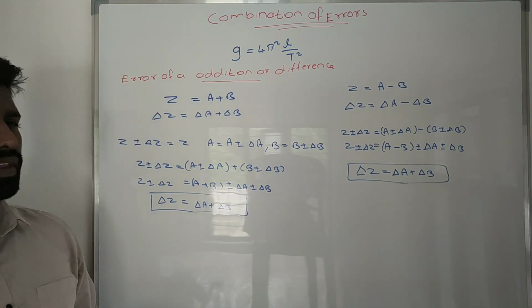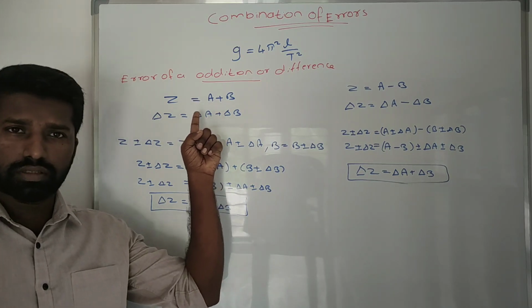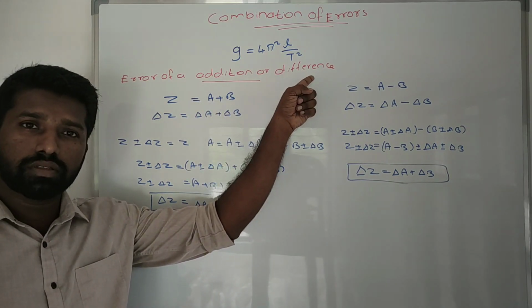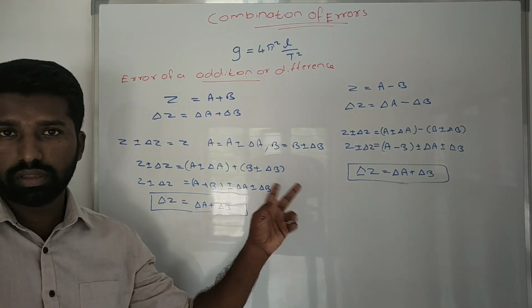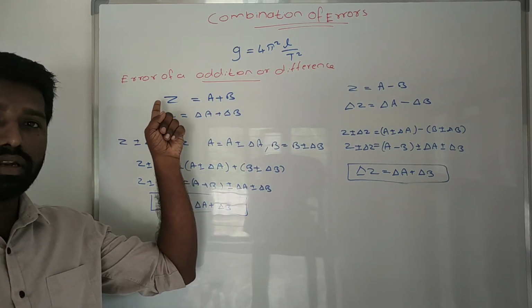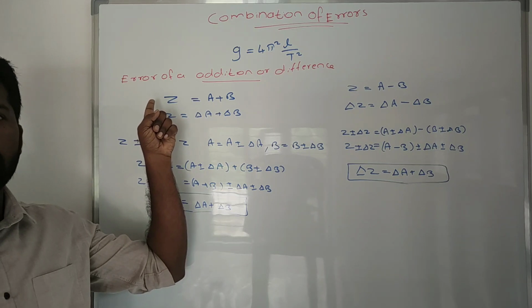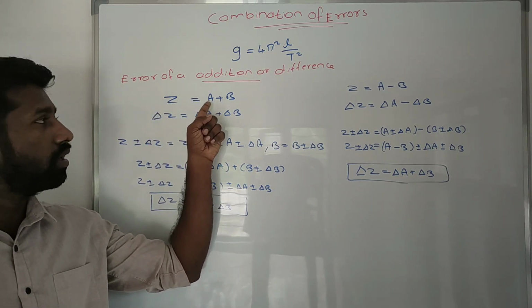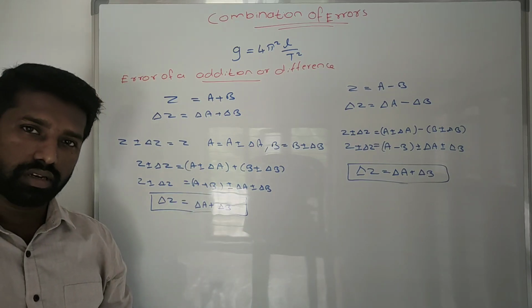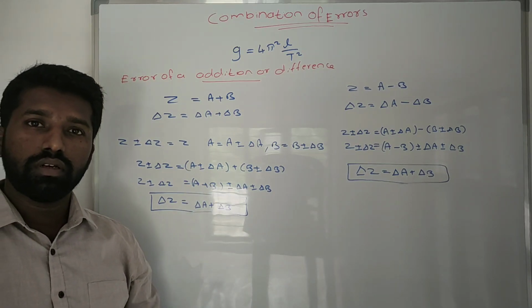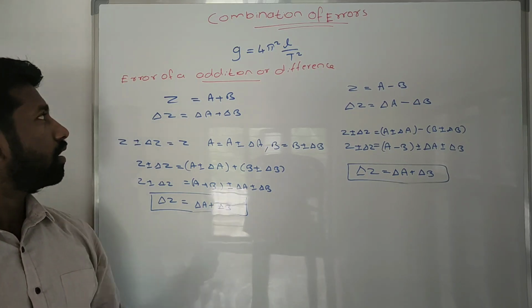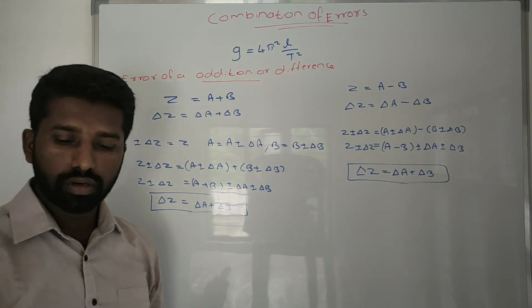Okay. If a quantity is the addition or difference of two quantities, then the resultant absolute error is equal to the sum of the absolute errors in the individual quantities. Always you have to add the absolute errors. That is the error of addition or difference.